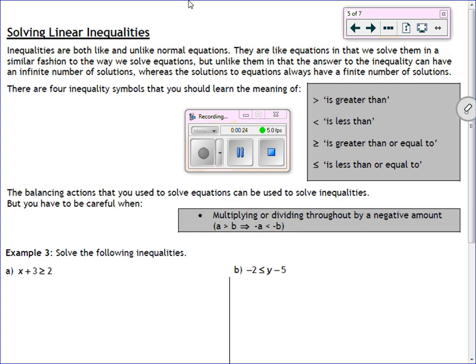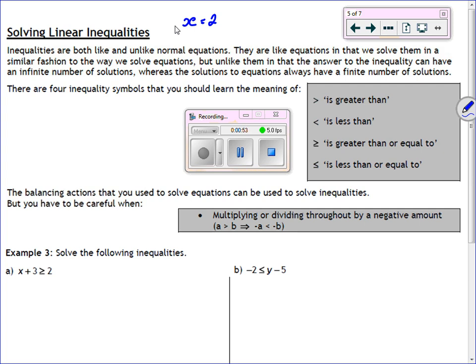We solve an inequality the exact same way as we would solve a normal equation, so in terms of our algebra skills, there's nothing really new to learn there. But the meaning of the solution of an inequality is quite different. Where an equation has one answer, so for example, we would say that x is equal to 2, an inequation would have more than one solution.